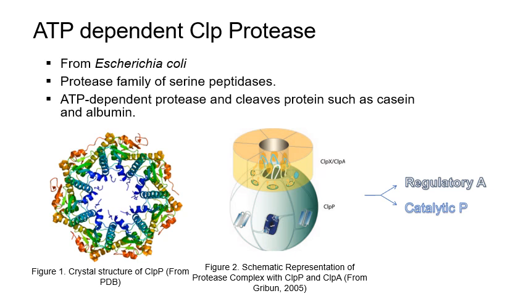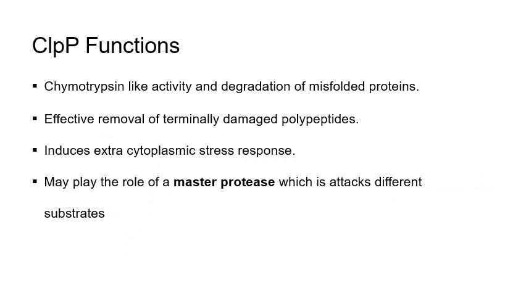Both the proteins are expressed in E. coli. ClpP is a serine protease belonging to the serine peptidase family. It is ATP dependent and it cleaves proteins such as casein and albumin. The main function of ClpP is its chymotrypsin-like activity.